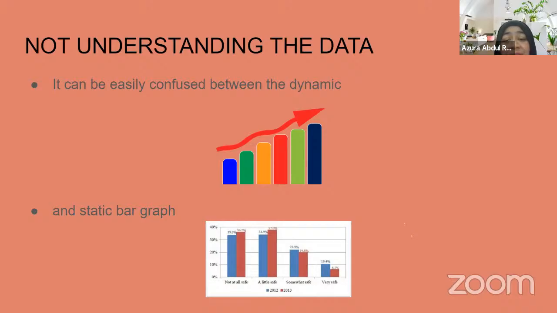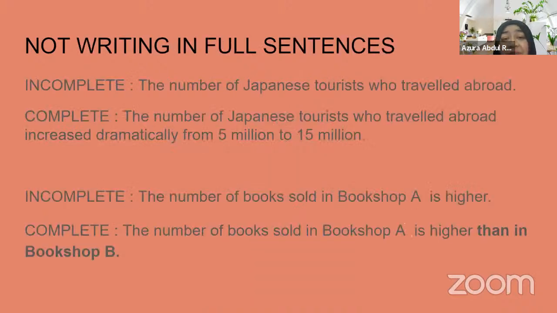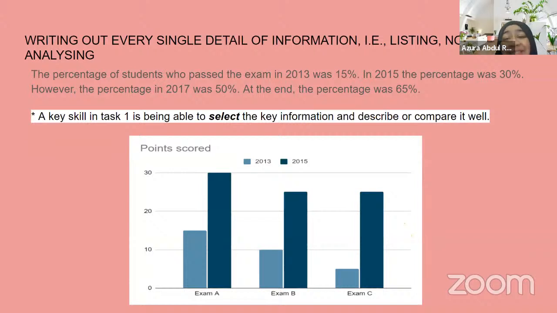You're confused between a dynamic graph and a static graph. You're not writing out in full sentences. The number of Japanese tourists who travel abroad. So what? You have to put it completely. The number of Japanese tourists who travel abroad increased dramatically from 5 million to 15 million. Incomplete: the number of books sold in bookshop A is higher. Higher than what? Complete it. The number of books sold in bookshop A is higher than in bookshop B. Then there is writing out every single detail. The percentage of students who pass the exam to them is 50%. You go on and on and on.